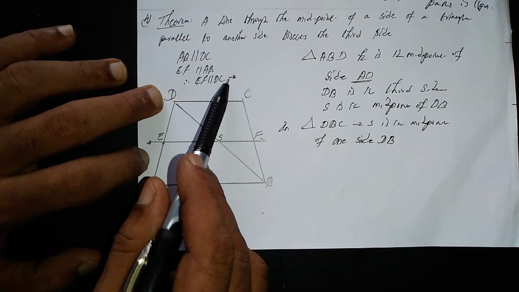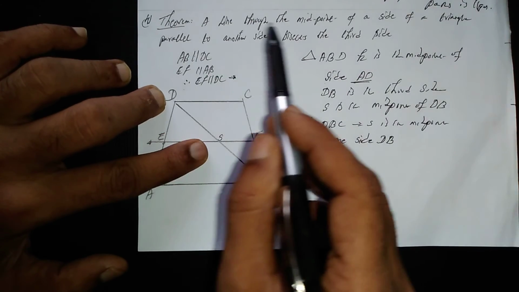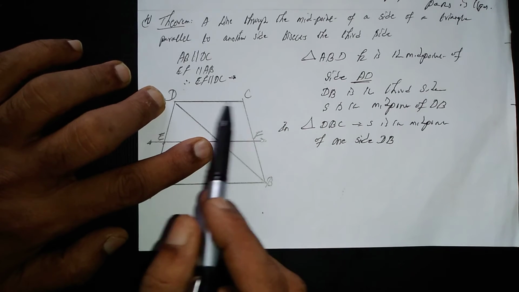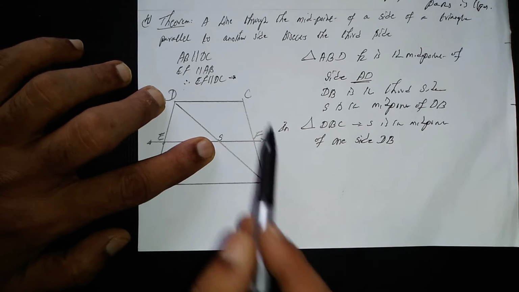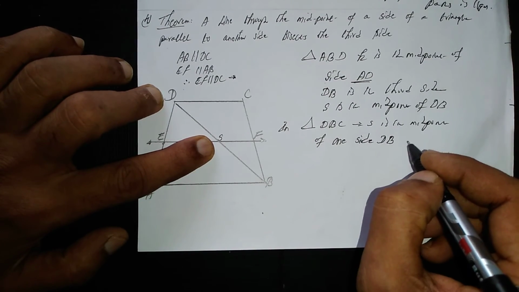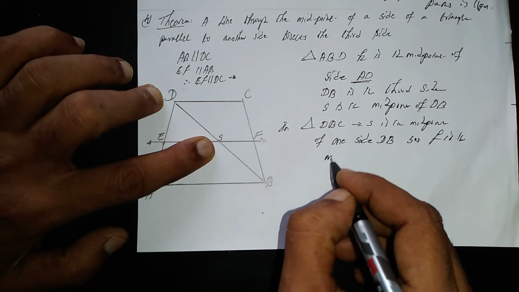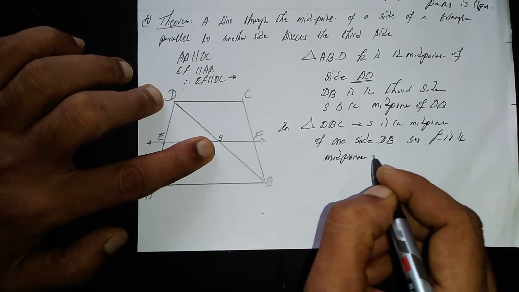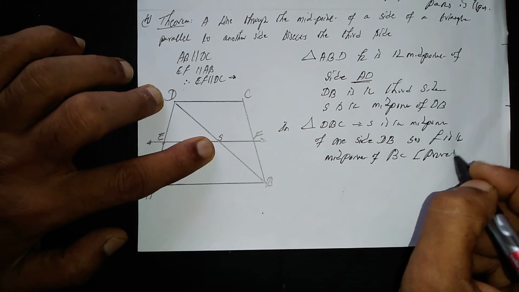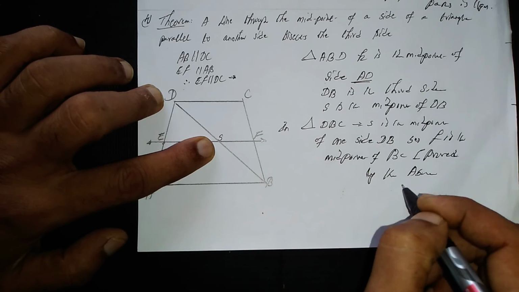So you can see here this EF is parallel to DC. As per the theorem, a line through the midpoint of a side of a triangle parallel to another side, here it is parallel to DC, bisects the third side. So naturally F is the midpoint of BC, proved by the above theorem.